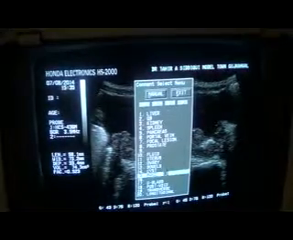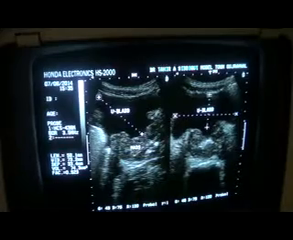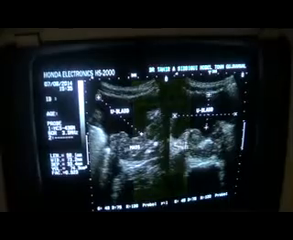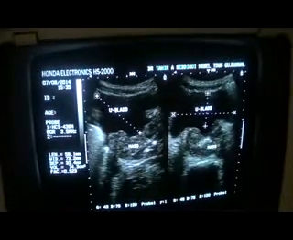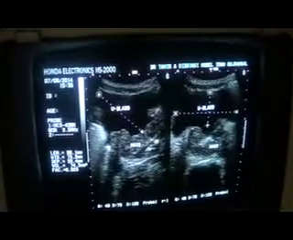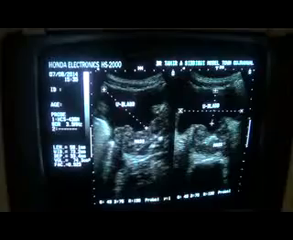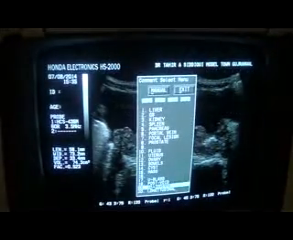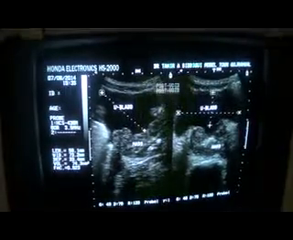This is the mass. This area is the prostatic fossa mass. And you see this prostatic mass is not disturbing the urinary bladder wall. Sonographically it is confined to the prostatic fossa.